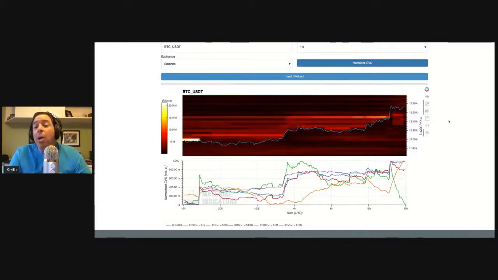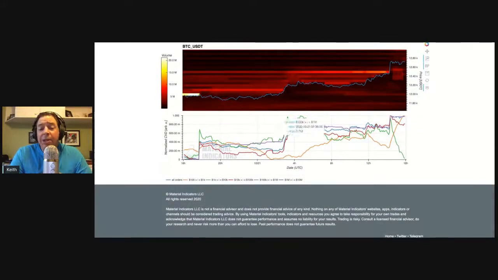Okay, sorry about that. So the CVD is actually binned or filtered, however you'd like to refer to it, in different categories. So the blue line is the sum of all orders. That's the true CVD, cumulative volume delta. The yellow is $100 to $1,000 orders. Green, $1,000 to $10,000 orders. Red, $10,000 to $100,000. Purple, $100,000 to $1 million. And brown, mega whales, $1 million to $10 million orders.